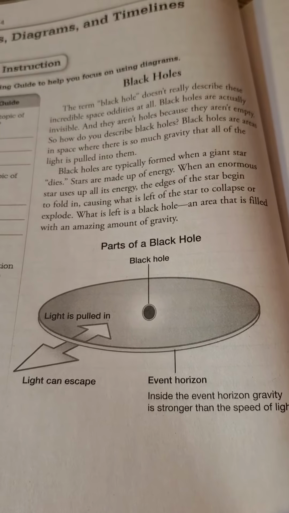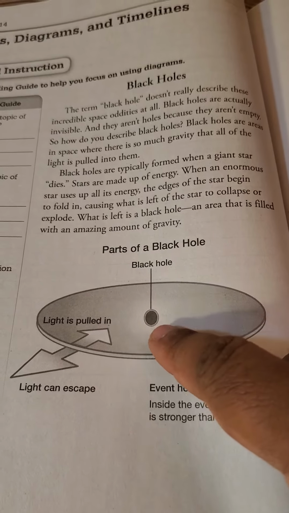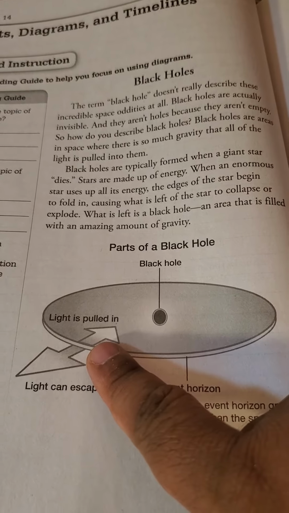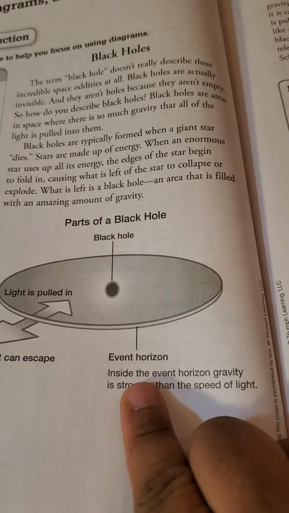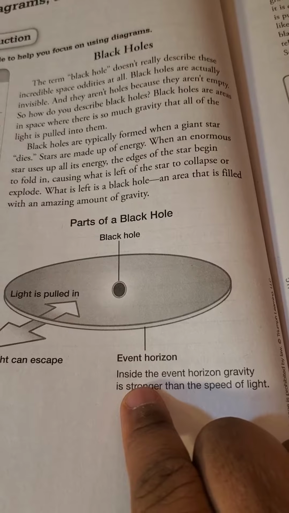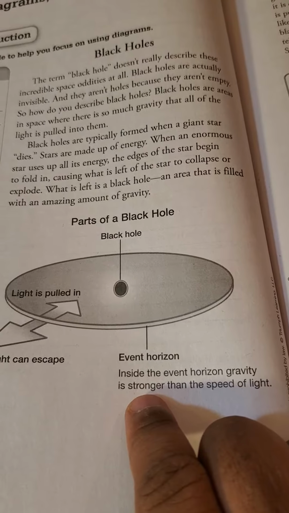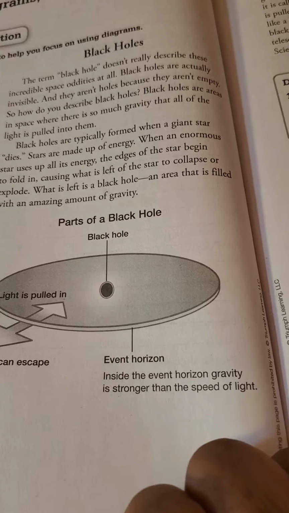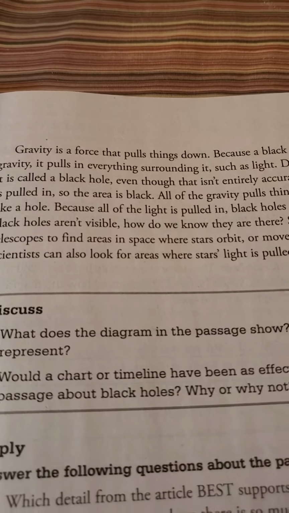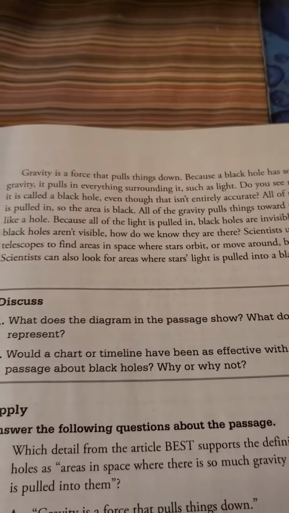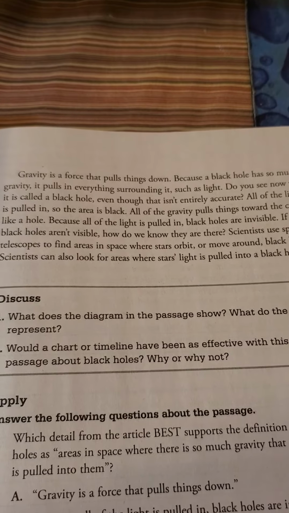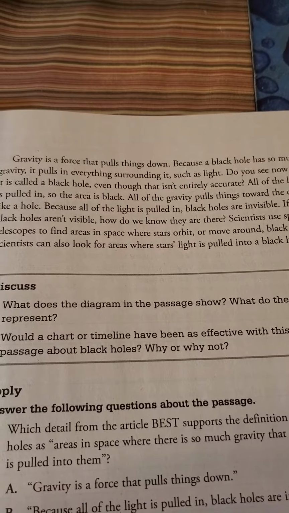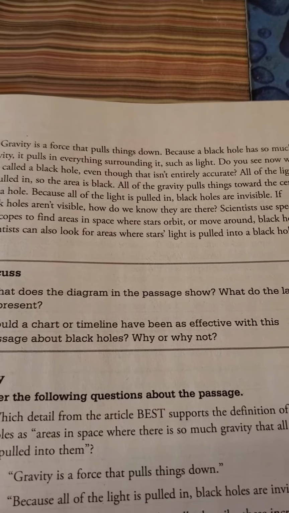So below we see parts of a black hole. There's the black hole. Light is pulled in. Some light can escape. And then something called the event horizon. Inside the event horizon, gravity is stronger than the speed of light. Wow. Gravity is a force that pulls things down. Because a black hole has so much gravity, it pulls in everything surrounding it, such as light.